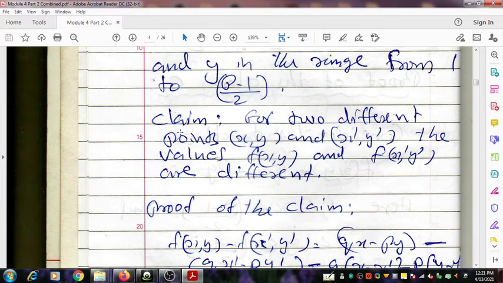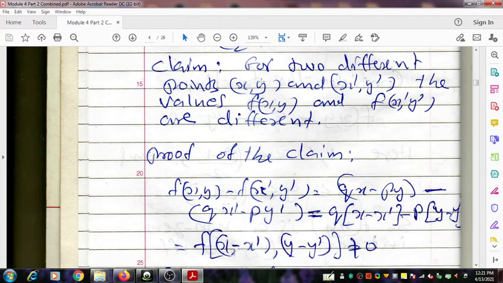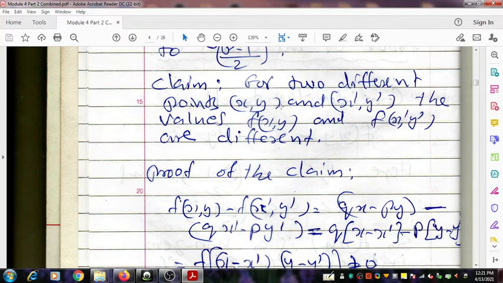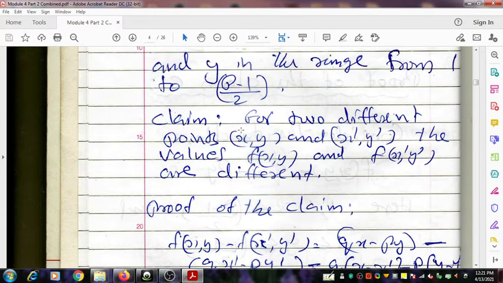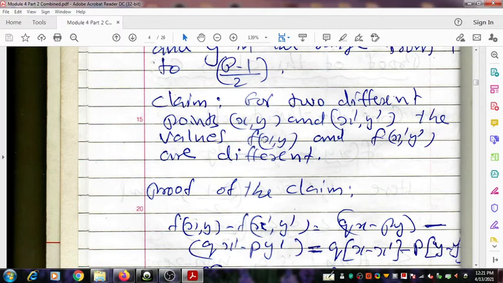For two different points, at least either x is not equal to x prime or y is not equal to y prime. So we consider two different values (x, y) and (x prime, y prime). Then the corresponding function values will also be different. If we take two different points (x, y) and (x prime, y prime), we always get two different values for the functions f of (x, y) and f of (x prime, y prime).